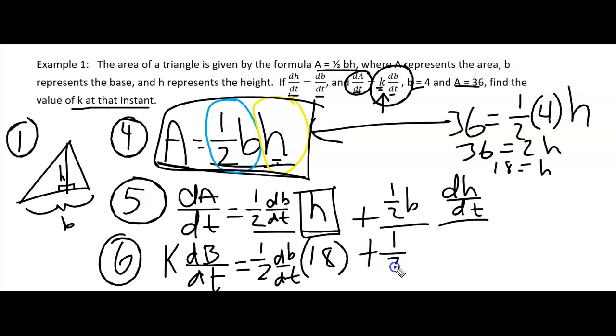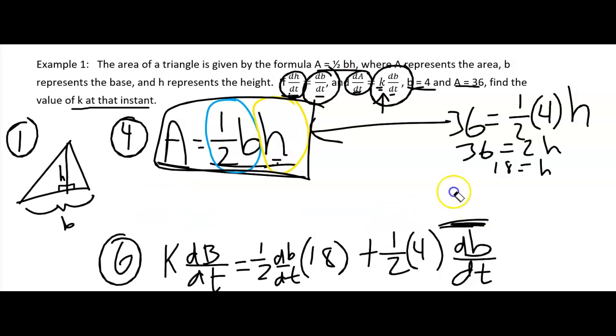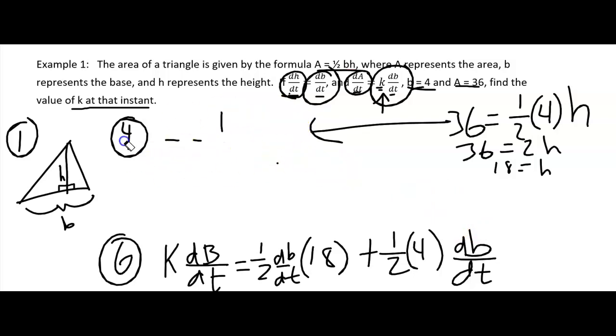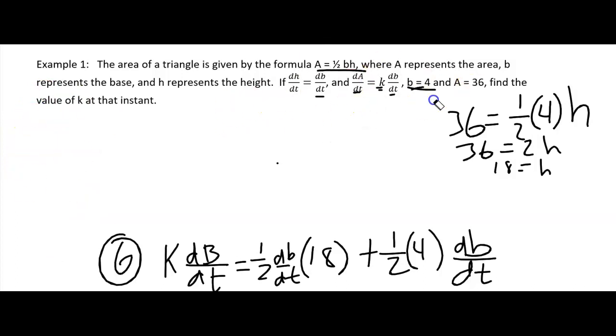plus 1/2 b. We know b is 4. And dH/dt, we don't know what number it is, but we do know that dH/dt equals dB/dt. So I'm going to put that there. Okay, now I've got a huge mess I'm looking at, but I'm going to clean it up a little bit. So all I've done so far is steps 1, 4, and 6. Drew a picture, wrote a formula, took the derivative of it, and plugged in some stuff.